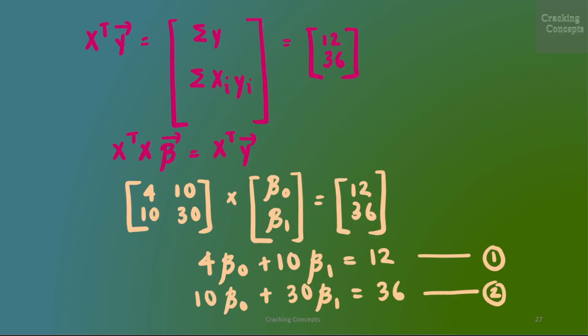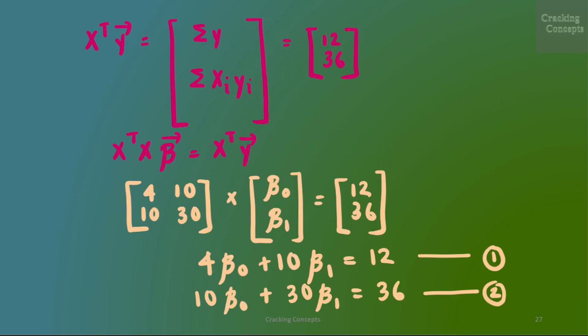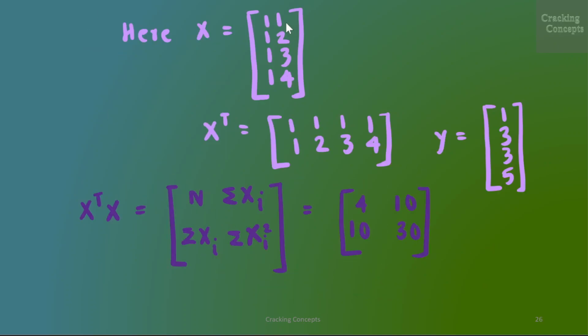Similarly, we will find the x transpose y vector. We already have the formula: sigma y and sigma xi yi. Sigma y we get as 1 plus 3, 4 plus 3, 7 plus 5, 12. And sigma xi yi is 1 into 1, 1, plus 3 into 2, 6, which gives 7, plus 3 into 3, 9, plus 7, 16, plus 5 into 4, 20, plus 16, we get 36.